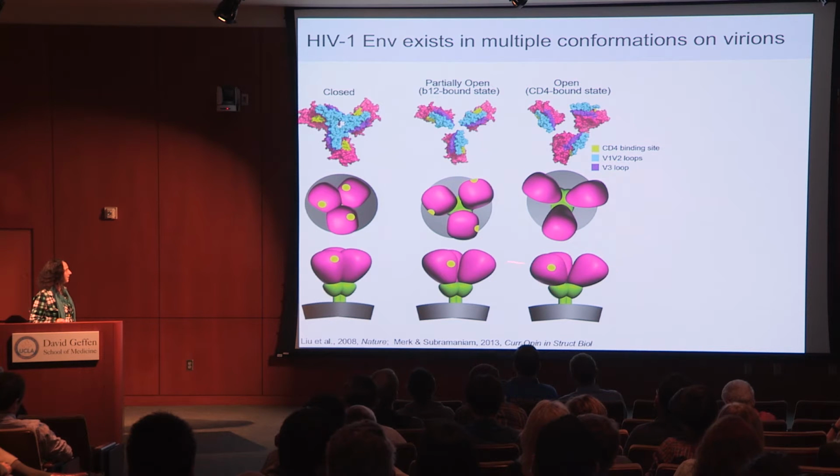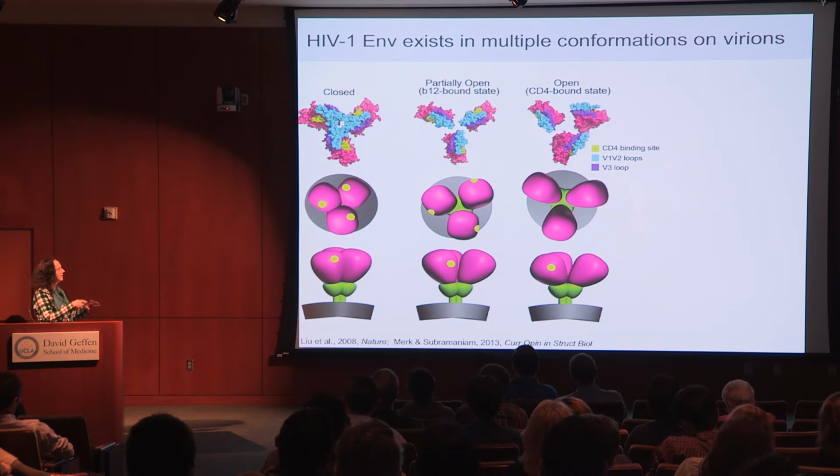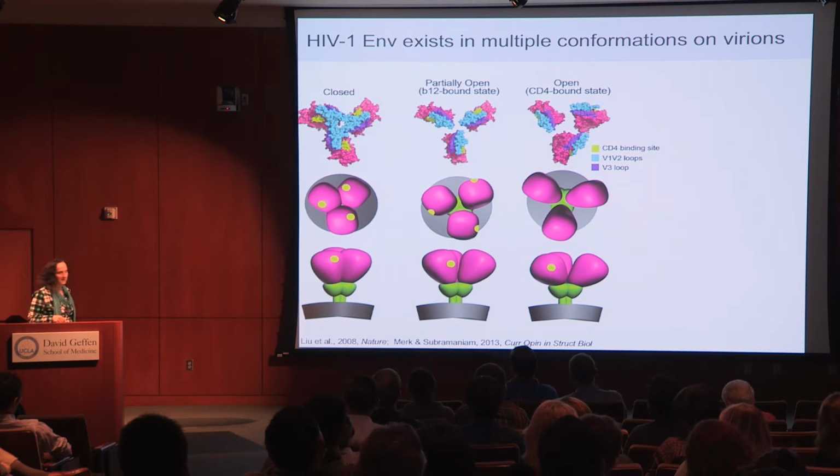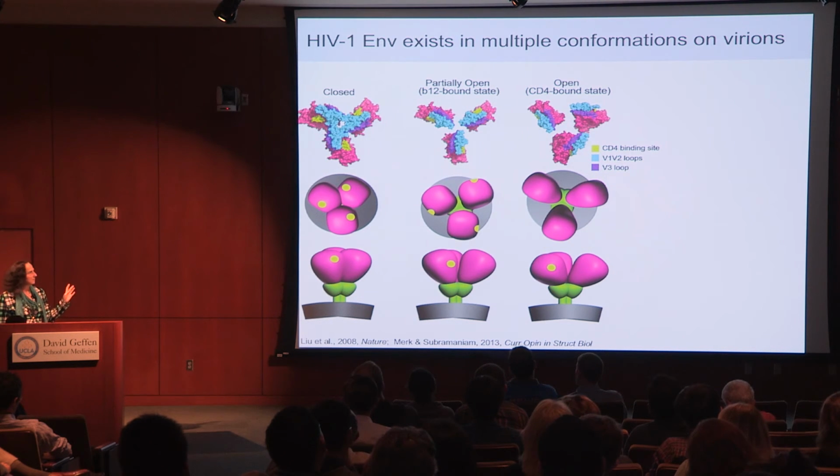So what you're looking at is trimers from the side, trimers from the top, and then coordinates fit into those. So you can get an idea that when CD4 binds, the GP120s open up, like a flower unfurling right here. Okay, so we don't know what's going on on the virus.